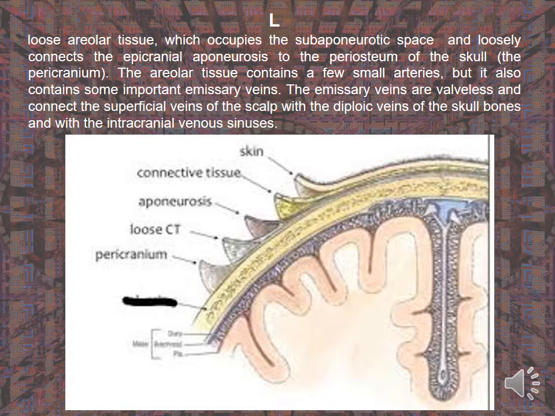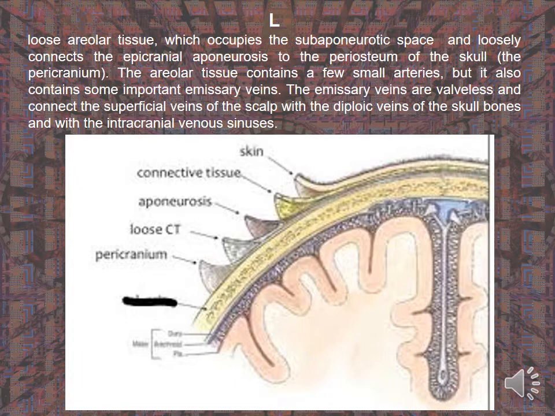The fourth layer is loose areolar tissue, the letter L, which occupies the subaponeurotic space and loosely connects the epicranial aponeurosis to the periosteum of the skull, the pericranium. The areolar tissue contains a few small arteries, but it also contains some important emissary veins. The emissary veins are valveless and connect the superficial veins of the scalp with the diploic veins of the skull bone and with the intracranial venous sinuses.